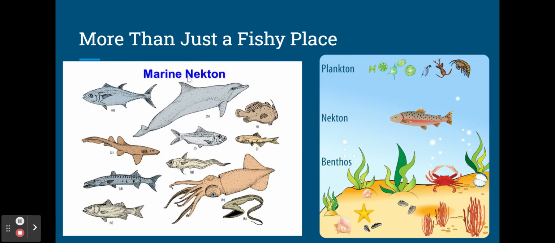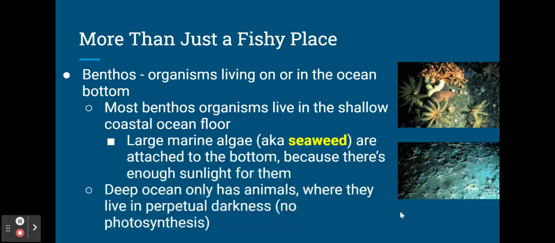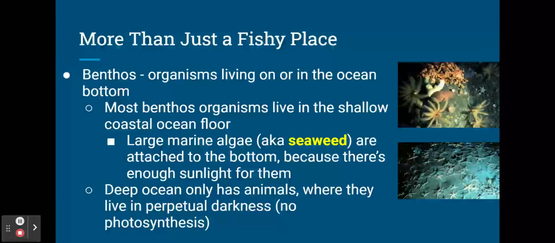So more marine nekton kind of look like this. I'm just giving you a big picture of animals. Here you have the plankton, the nekton, and now we're going to talk about the benthos. The benthos are the organisms that live on or in the ocean bottom. Most of these organisms live in the shallow coastal ocean floor, so this is near the coast.